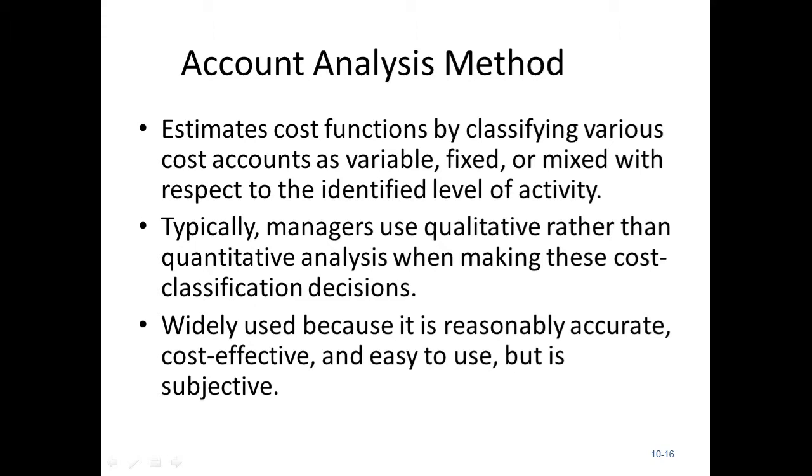The third method is the account analysis method. Characteristics of this method include that it estimates cost functions by classifying various cost accounts as variable, fixed, or mixed with respect to the identified level of activity. Typically, managers use qualitative rather than quantitative analysis when making these cost classification decisions. It's widely used because it's reasonably accurate, cost-effective, and easy to use, but it is subjective. The accuracy of this method depends on the accuracy of the qualitative judgments that managers and management accountants make about which costs are fixed and which are variable, and oftentimes this is simply based on the general ledger account title.